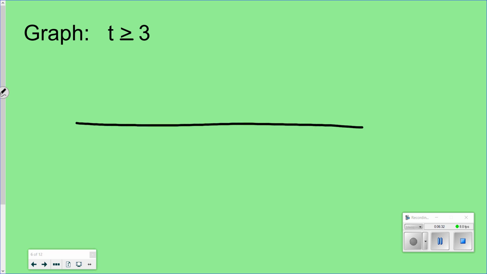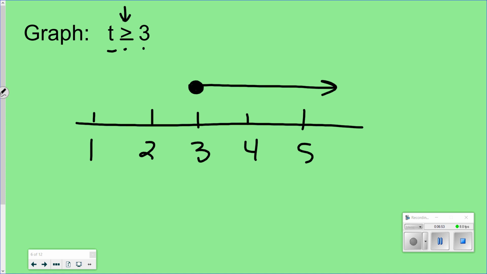Okay, so first thing I'm going to do is make a number line. I'm going to include the number in the problem. Okay, and if I look at the sign, I know it's a closed dot, which means 3 is going to be included in my solution set. And it says t is greater than or equal to 3. So on my number line, what are numbers that are greater than 3? 4, 5, and so on. That's what your graph should look like.